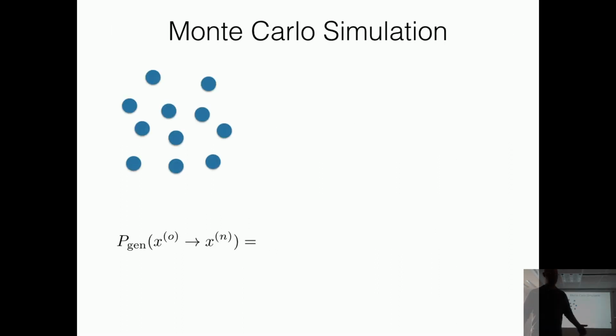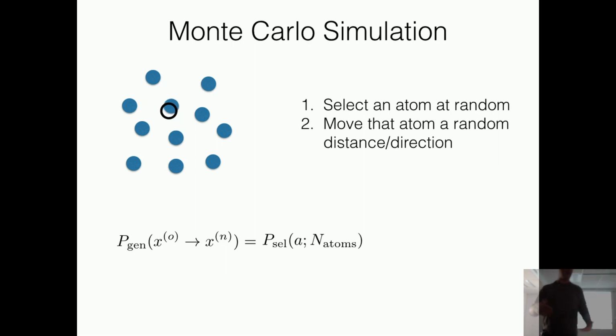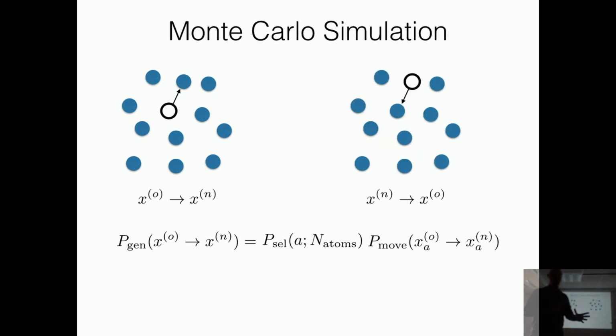Just as an example of how we do this, let's make a really simple Monte Carlo simulation. I have a bunch of atoms. My algorithm is going to be that I select an atom at random. So there's a probability that I selected that given atom. And then I'm going to move that atom some random distance or direction. So there's a probability of having made that specific move. And that is my old to new probability. I also have to figure out my new to old probability. But if the probability of selecting the atom is the same, which is reasonable, and if making the reverse move is the same, then these two probabilities will be the exact same thing in both directions.